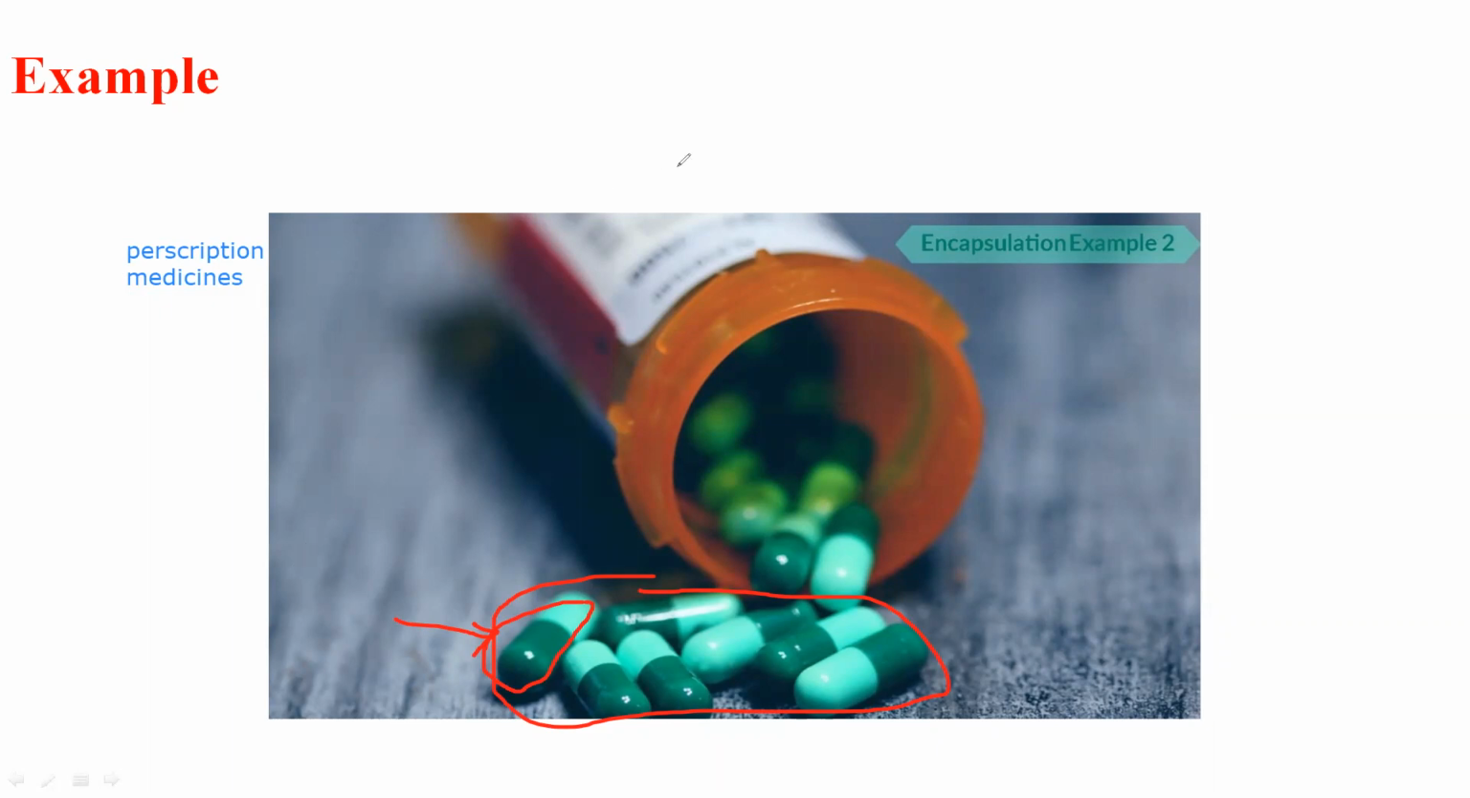So this is an example of the encapsulation process. Here the capsule is wrapped with different types of medicine. Each and every capsule has all the medicines encapsulated inside a single capsule.